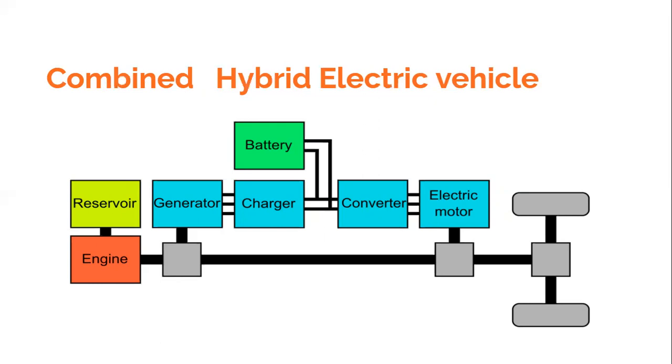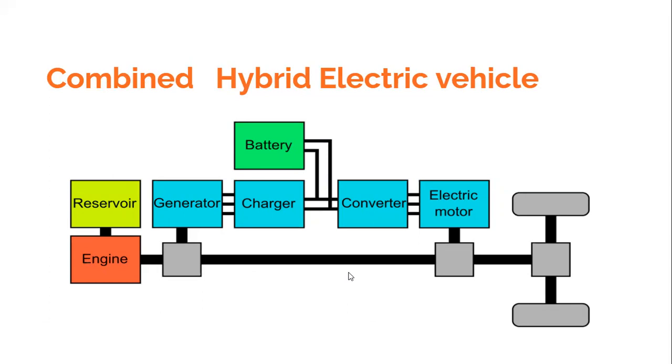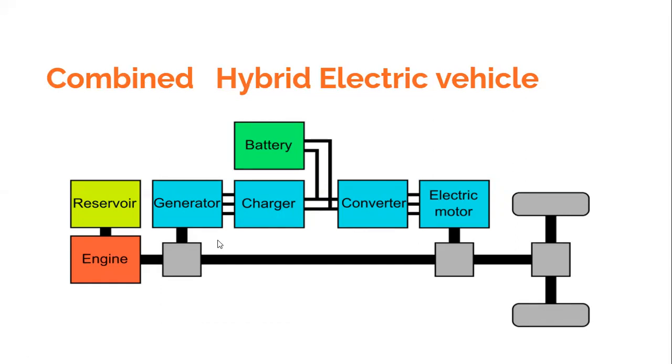Okay, so you see that as compared to the series type, if you compare this configuration with the series type, what you find is that there is an additional mechanical link. And if you compare it with the parallel type, you would find that there is an extra generator. So it provides the advantages of both the systems, that is, it provides the advantages of series systems as well as parallel systems.